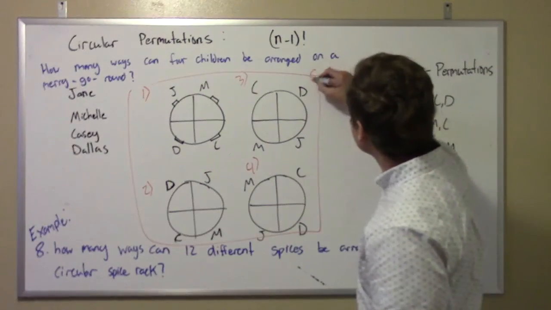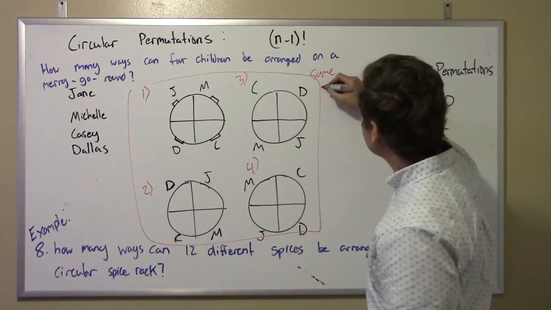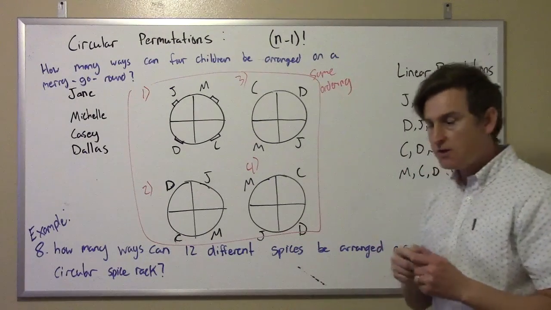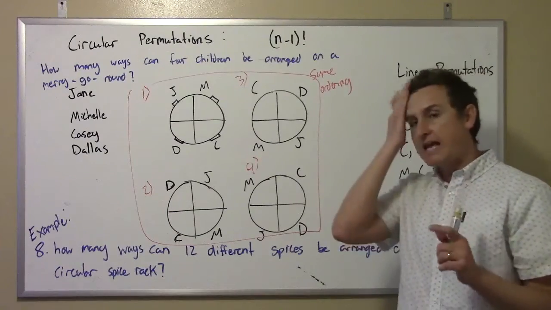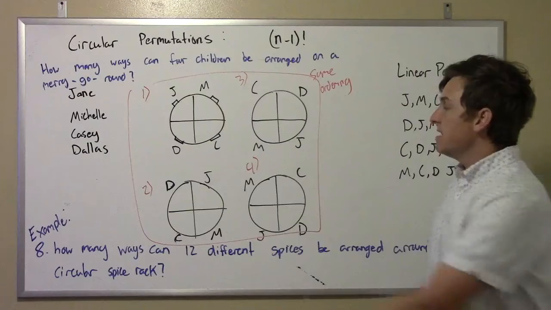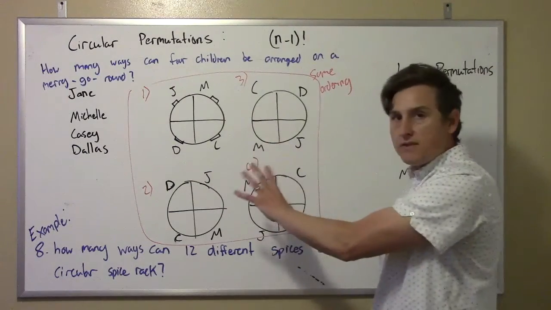This is all the same permutation. If we're talking circular, because we don't care where the beginning and the end are. It's a circle, so there is no beginning and end. It just goes around in a loop. So these count as one thing.